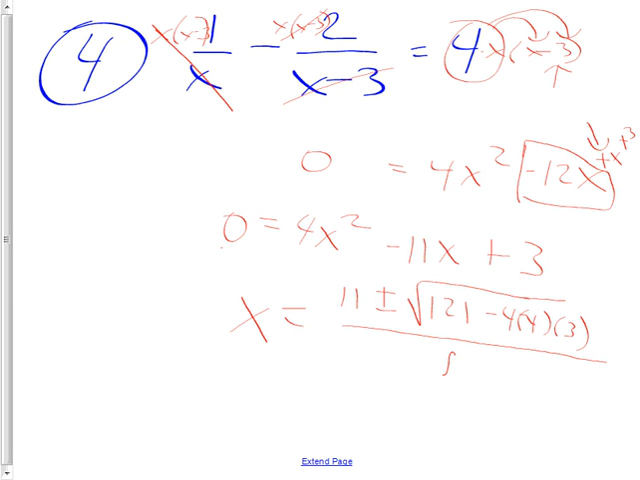2 times 4 is 8. It's really close. I'll let you finish up the cleanup in the square root there, and then you'll have it.